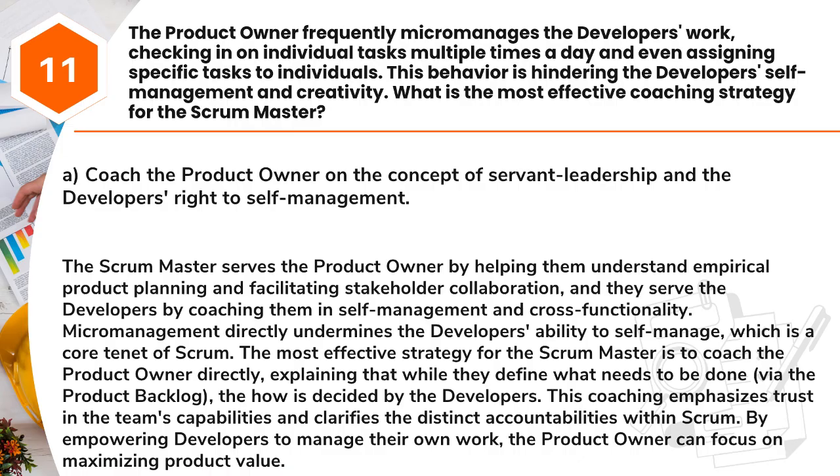The most effective strategy for the Scrum Master is to coach the product owner directly, explaining that while they define what needs to be done, via the product backlog, the how is decided by the developers. This coaching emphasizes trust in the team's capabilities and clarifies the distinct accountabilities within Scrum. By empowering developers to manage their own work, the product owner can focus on maximizing product value.